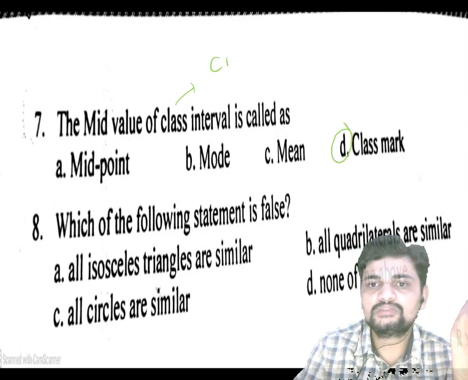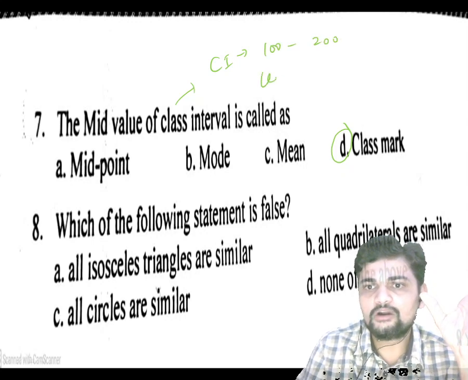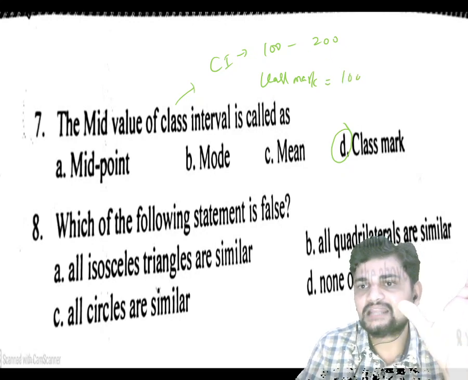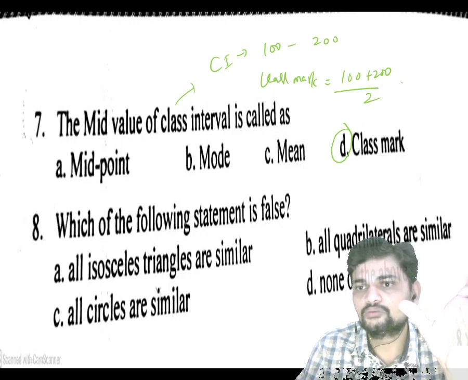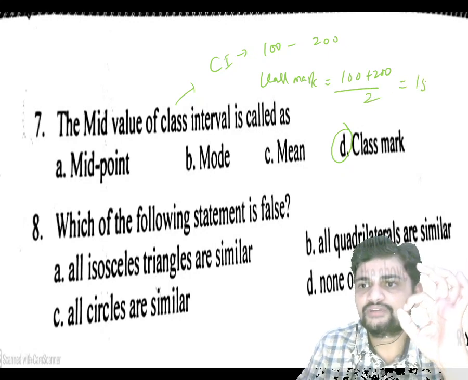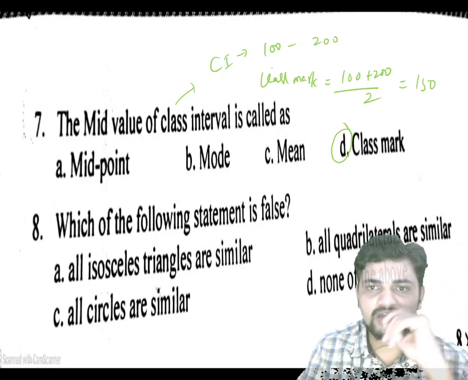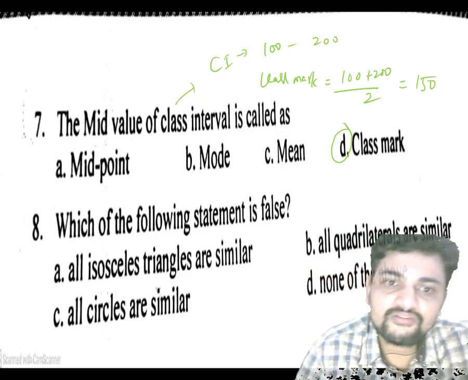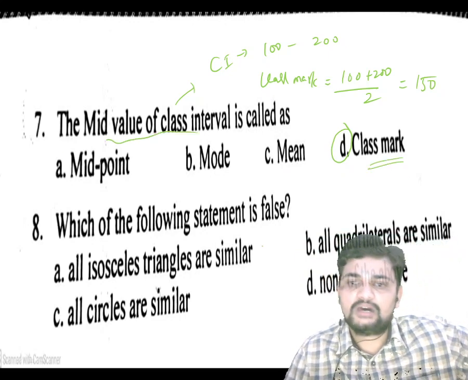Suppose let us assume there is a class interval from 100 to 200. To find out the class mark, we take an average or midpoint of this. Average or midpoint is: add the numbers and divide by 2. So 100 plus 200 is 300, 300 by 2 is 150. So in the particular example I have taken, 150 is the answer. That is why the mid value of class interval is called the class mark.